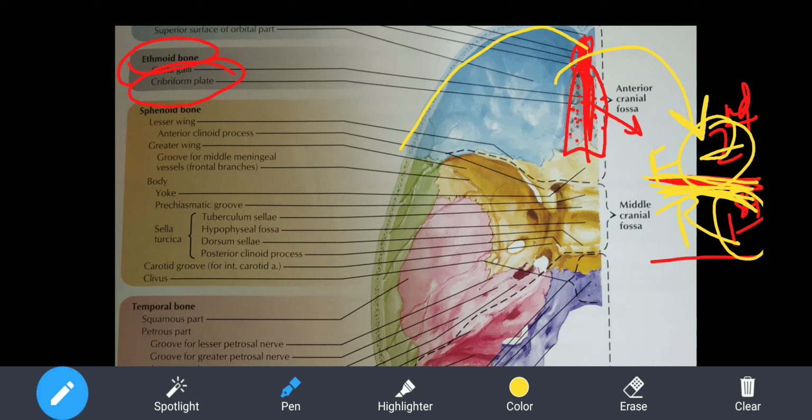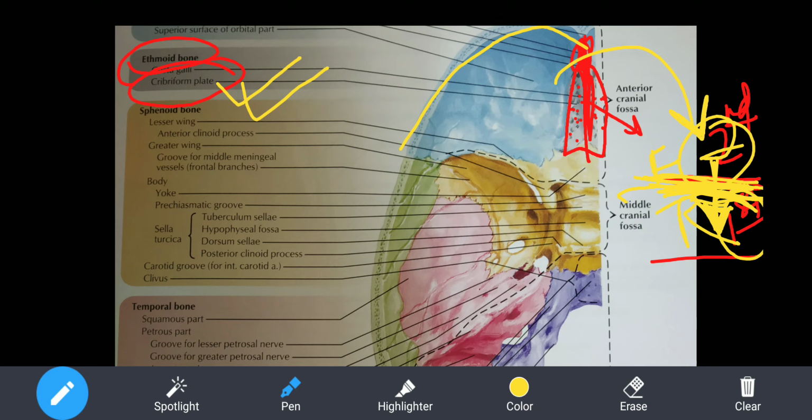Here is the cribriform plate, and from this you are going to view below, that is in the nasal cavity. From cranial cavity to nasal cavity you can watch the program through the cribriform plate. Understood the concept? Very easy. Now, this was about the diagram.